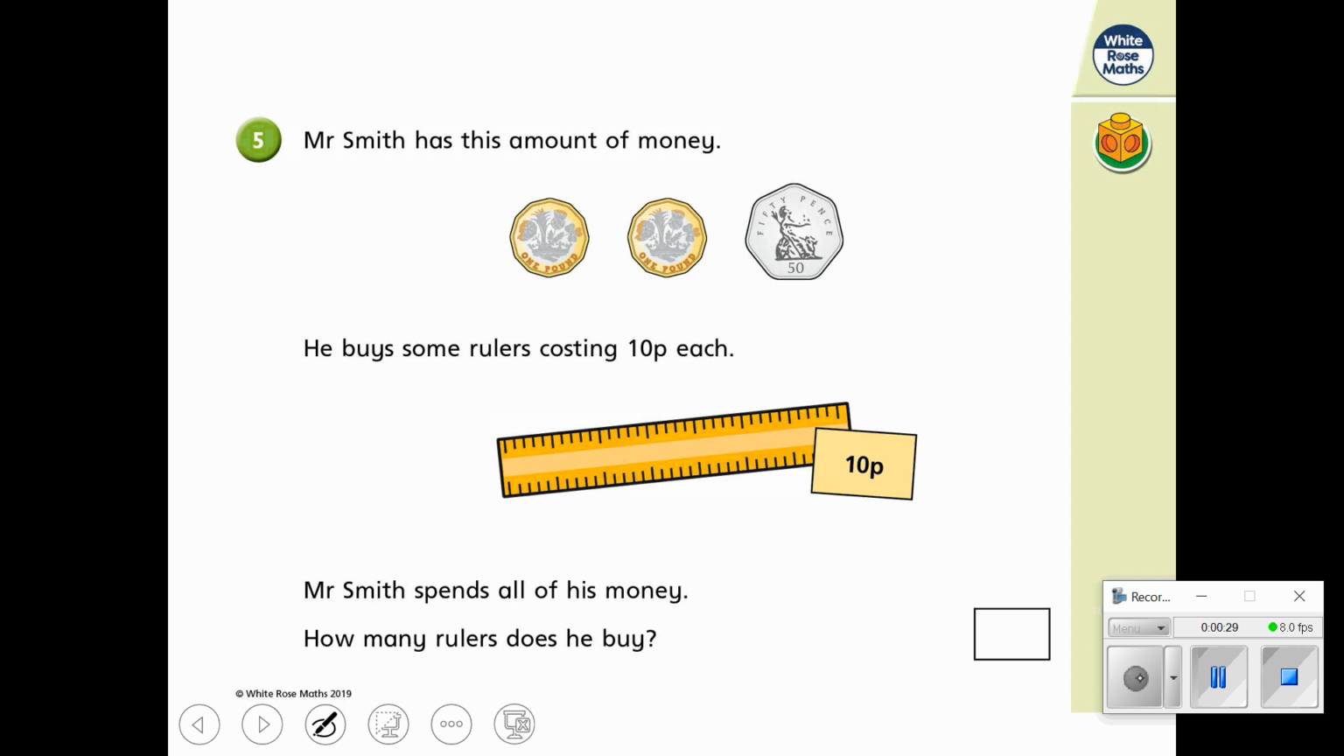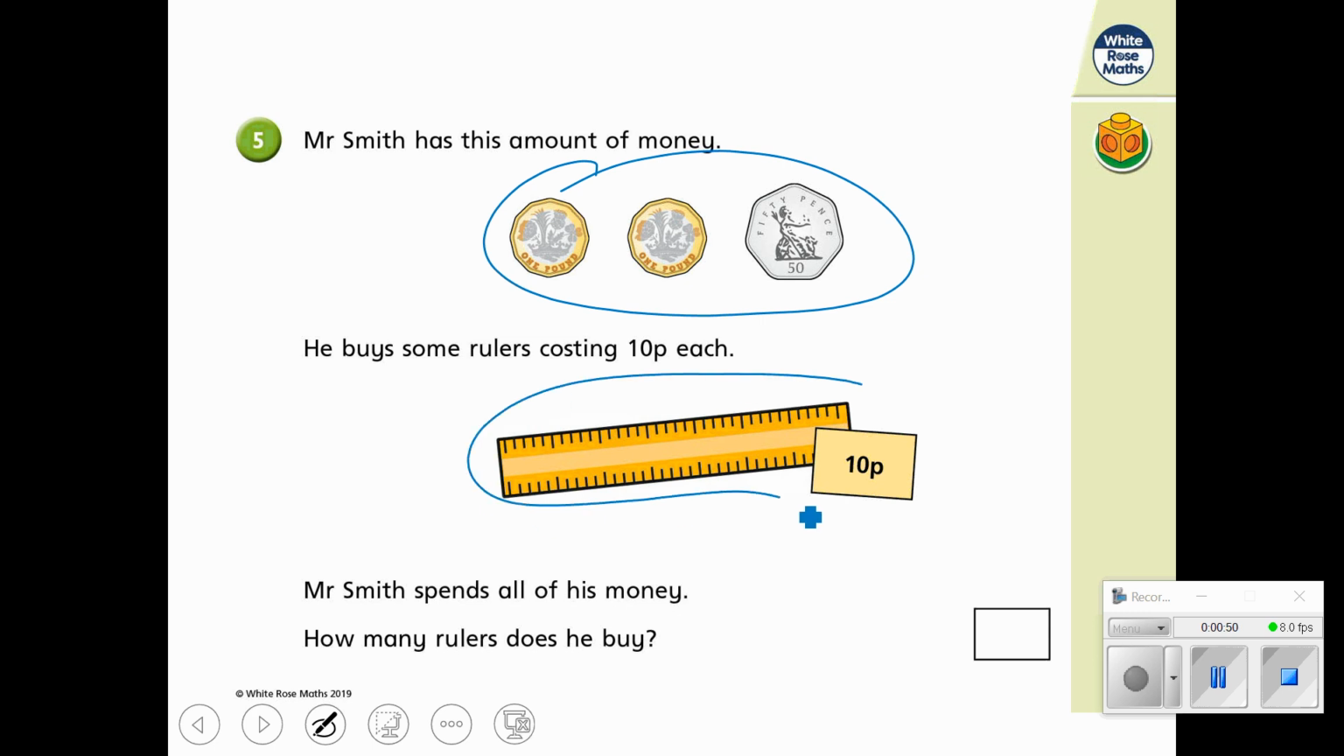So Mr. Smith has this amount of money. He buys some rulers costing 10 pence each. Mr. Smith spends all of his money. How many rulers does he buy? Okay, looking at the question, we know that we have this amount of money here, and we know we want to see how many groups of 10 are in that pot of money.